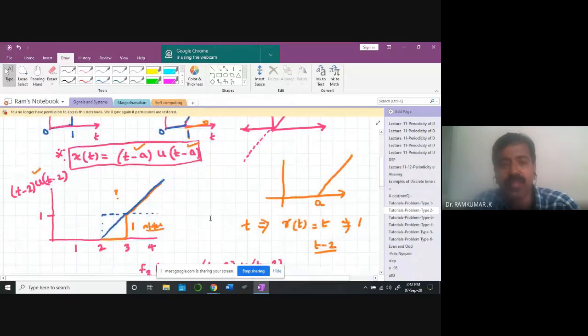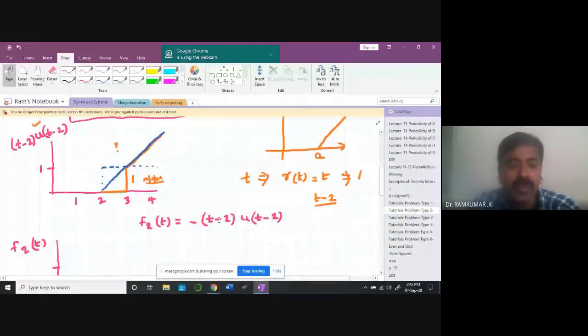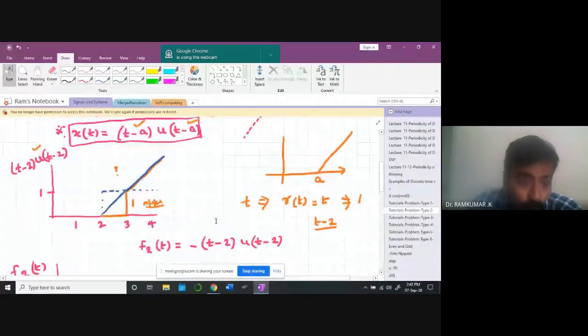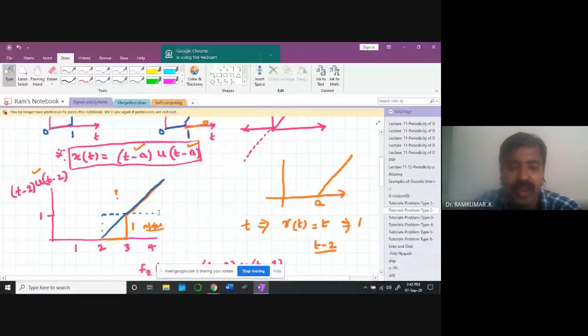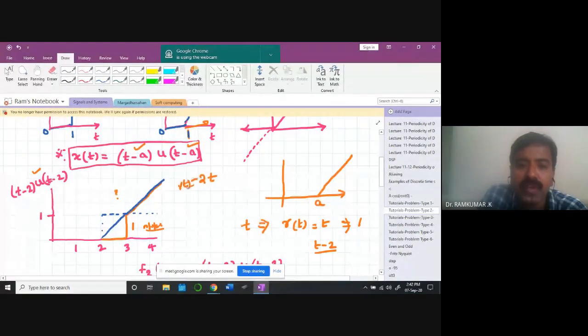T minus 2, u of t. The slope is always 1. I'm not touching the slope at all. If I put 2t, then the slope will become 2. For example, instead of t, if I put 2t, what happens to the slope of r of t? For t equal to 1, I'm going to have 2. For t equal to 2, I'm going to have 4. So naturally, the slope will become 2.